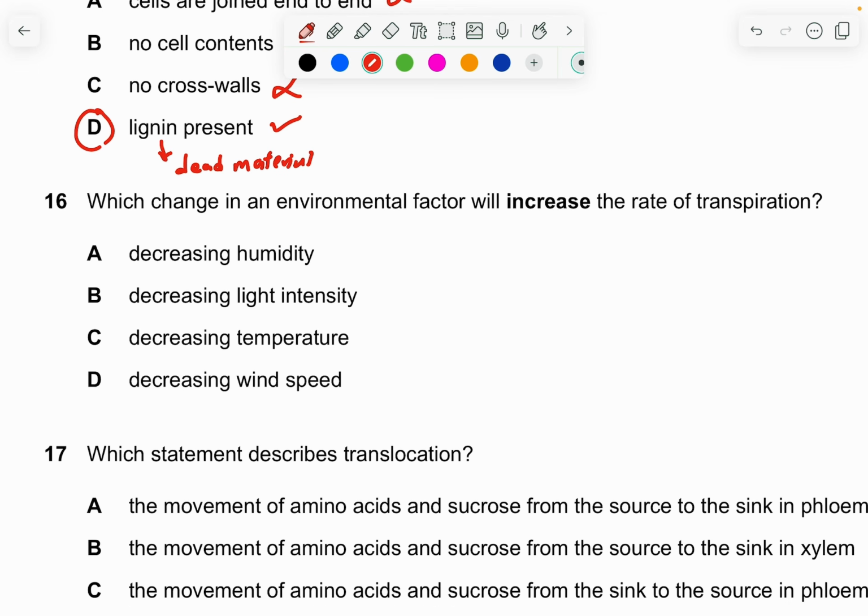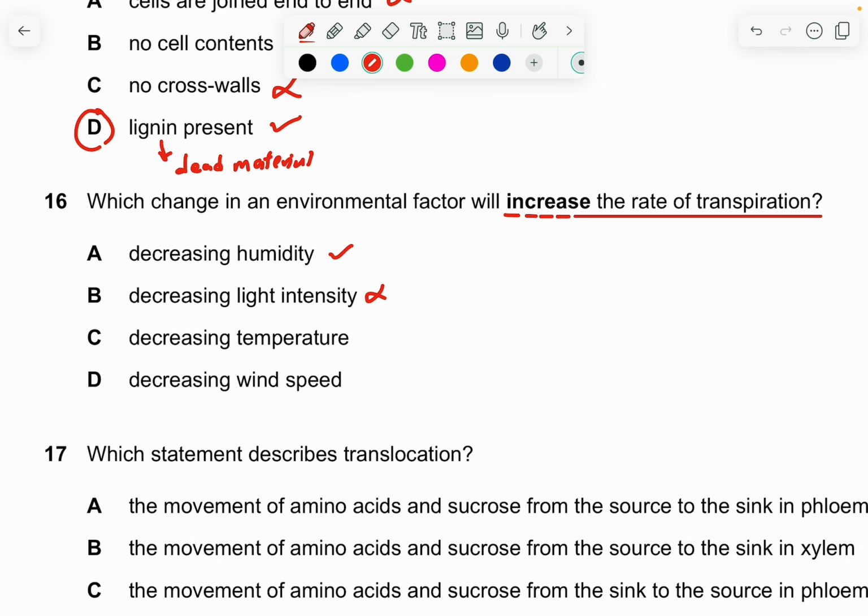Which change in an environmental factor will increase the rate of transpiration? Let's see each of the options. First, A, decreasing humidity. This answer is correct, but let's see what the others are. Option B, decreasing light intensity. No, because the more light is provided to the plant, of course the plant can undergo photosynthesis even more, and then the rate of transpiration is also higher because the sun is so hot, it's absorbing water by evaporation. So that's the reason why decreasing light intensity does not increase the rate of transpiration.